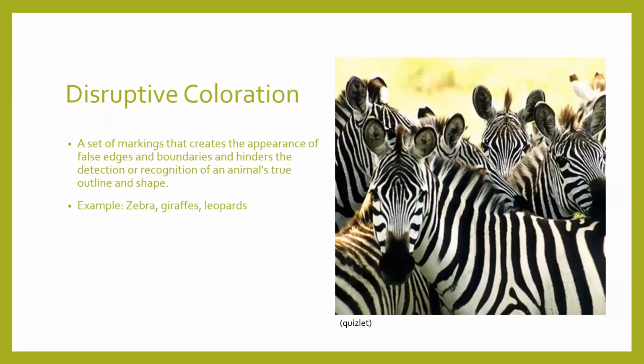For example, when a herd of zebras are crowded together, it may seem like one large animal to a lion or tiger who is stalking the zebra. This makes it difficult for the lion to focus and make a plan to attack just one zebra.